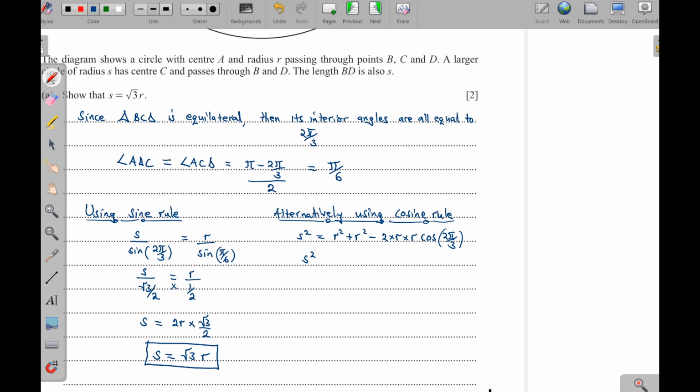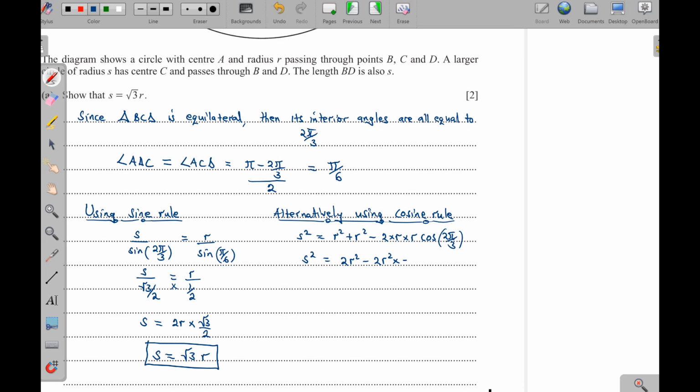Then s squared shall be equal to 2r squared, then minus 2r squared cosine of 120. 120 is in the second quadrant, so where cosine is negative. So that means we shall get a negative answer here. And cosine of 120 is the same as negative what?